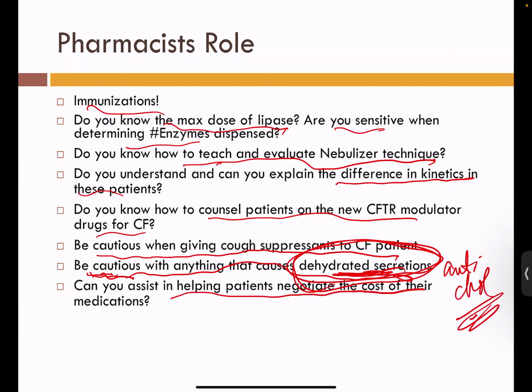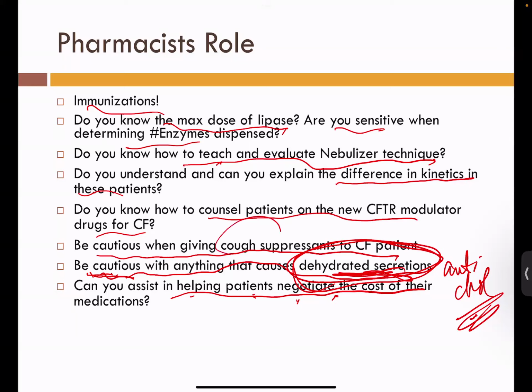The costs are very expensive for these new drugs. So that's not something that I'm going to teach you, but that's something that you will learn out in the field, is how do you assist in helping patients negotiate the cost of their medications. This is going to be a big issue for patients. All right, I don't think I've forgotten anything, but I could have, because I give you a lot of information here, but these are all important.